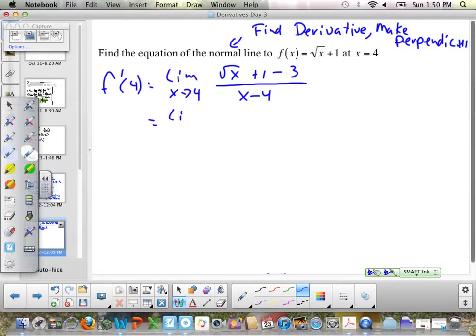We'll continue. Clean up the top a little bit: square root of x minus 2 over x minus 4. Radicals, so we need to rationalize. We'll use the conjugate of the top on the top and bottom.